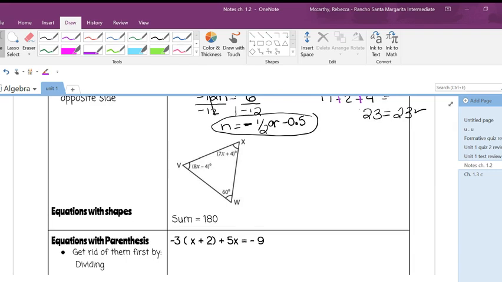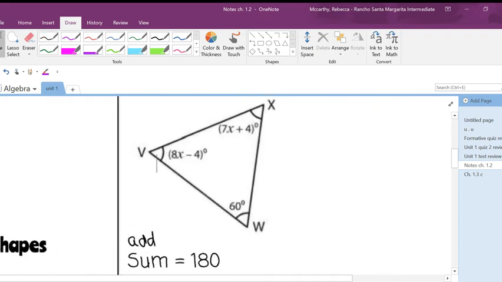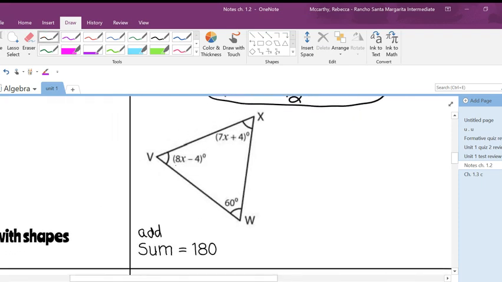Okay, here I have a triangle and it says the sum equals 180. Well, I know that the sum means to add everything up. So I'm going to add my vertices. Vertices are just a fancy way to say the corners of my shapes. So I know the vertex of V is 8x minus 4. So I'm going to write 8x.